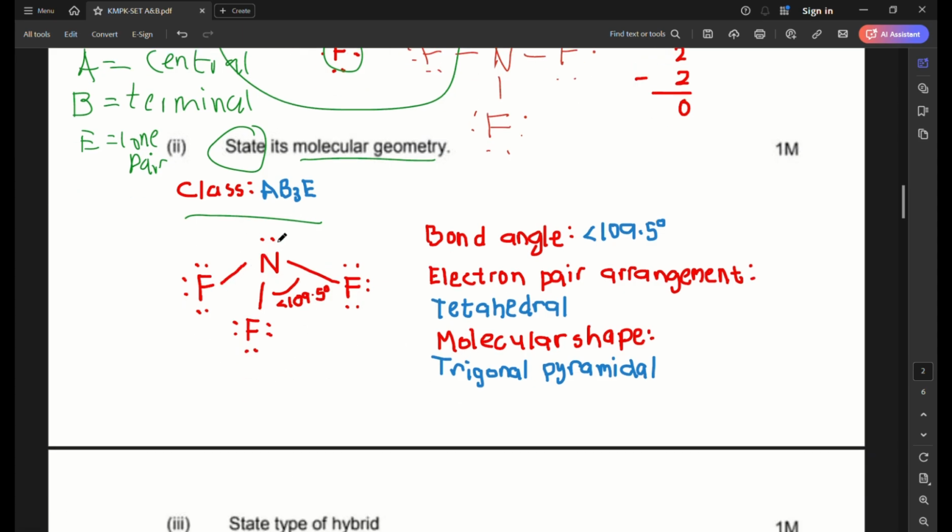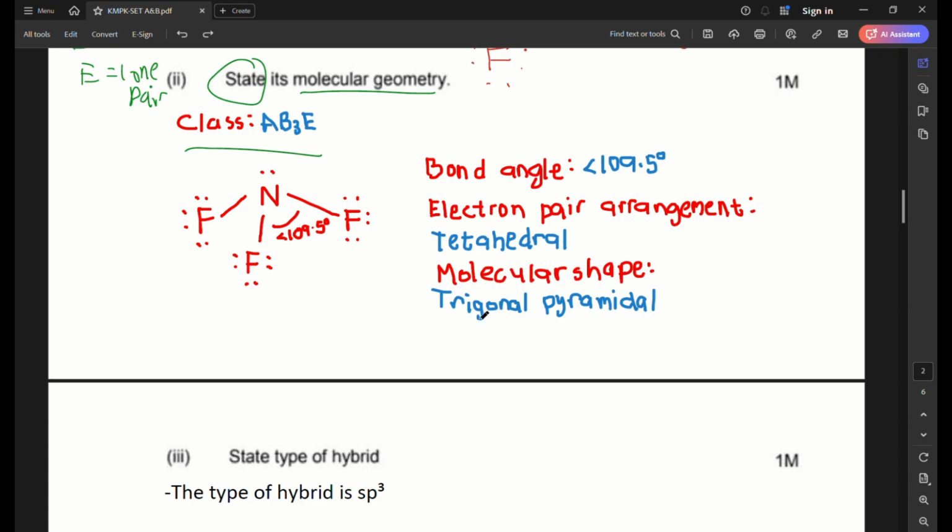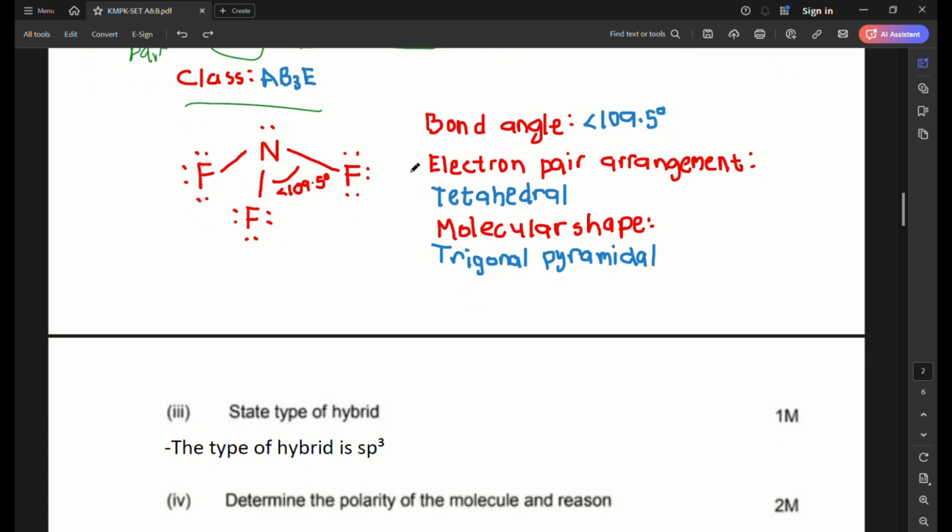This one, there's no way of remembering it. You just have to memorize the shape for each one. But basically, for AB3E, you should get this is tetrahedral. So the electron pair arrangement is tetrahedral. The bond angle is less than 109.5, and the molecular shape is trigonal pyramidal.